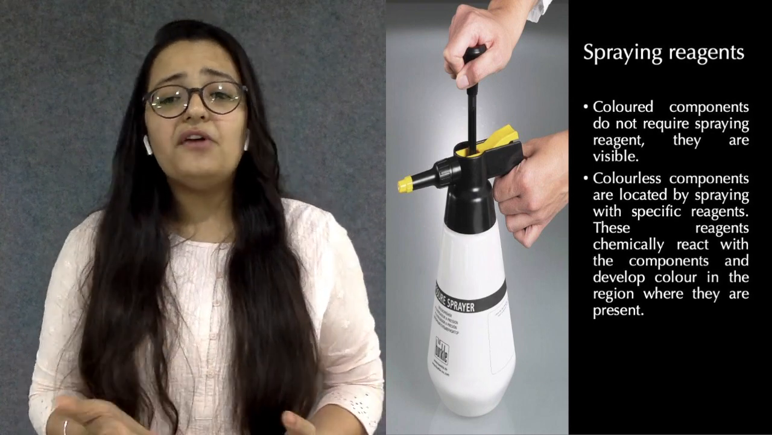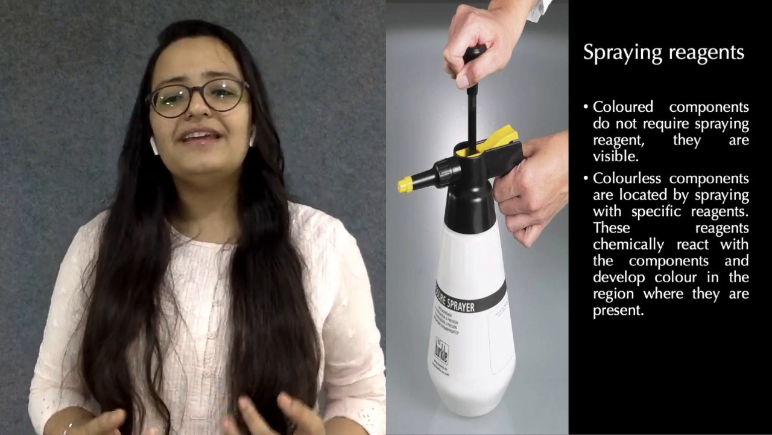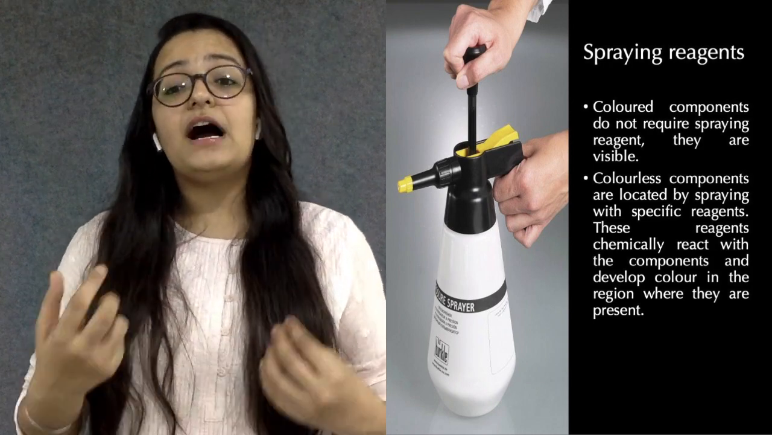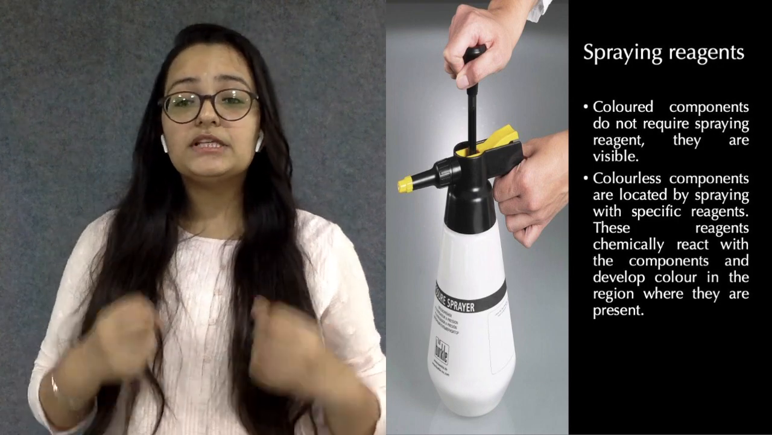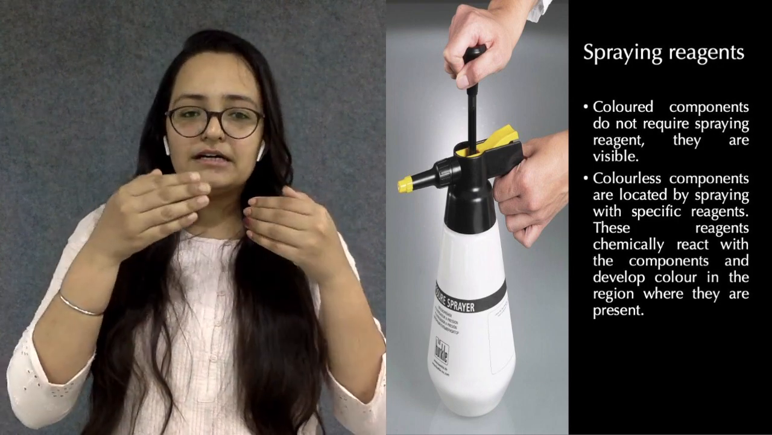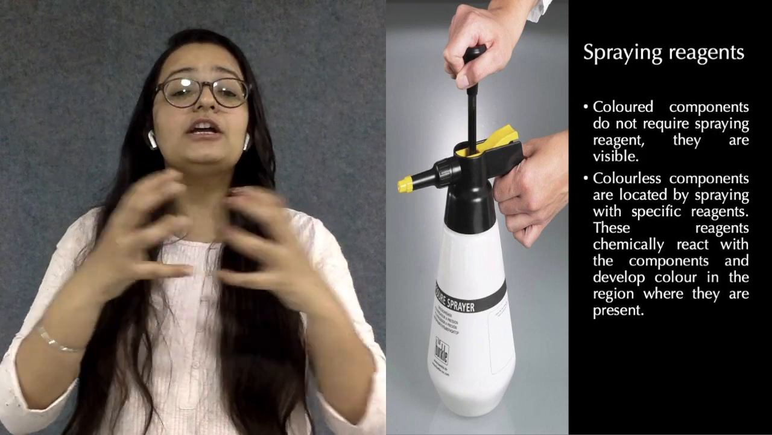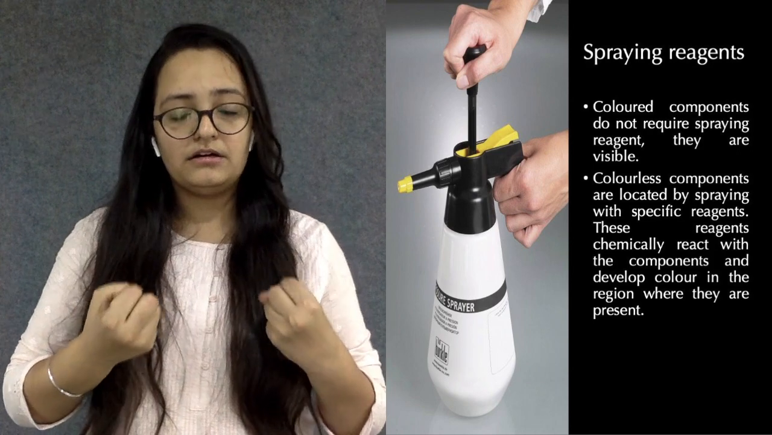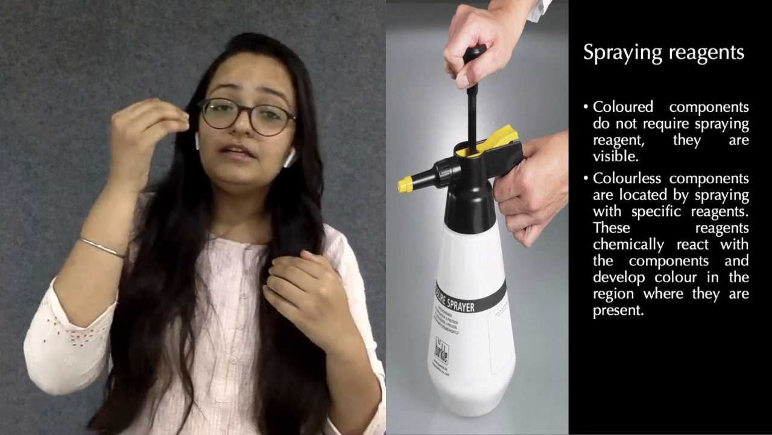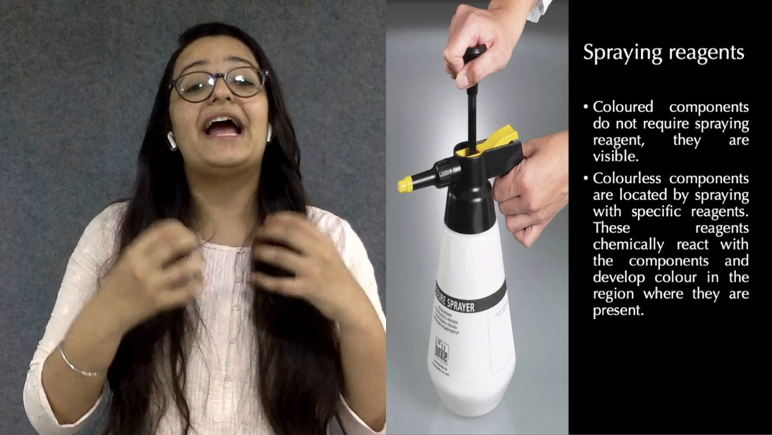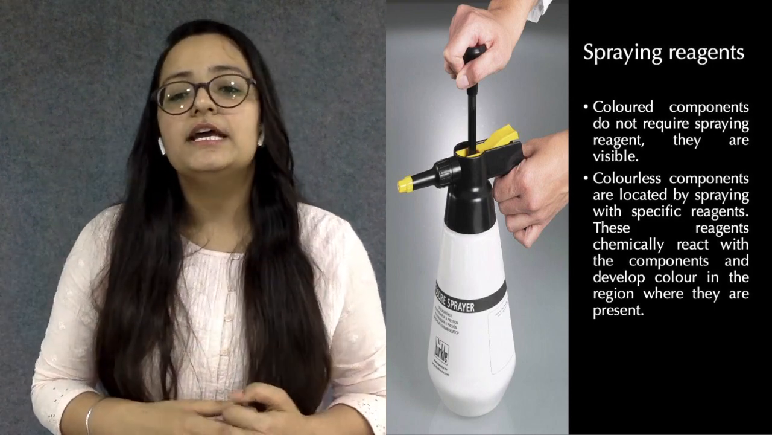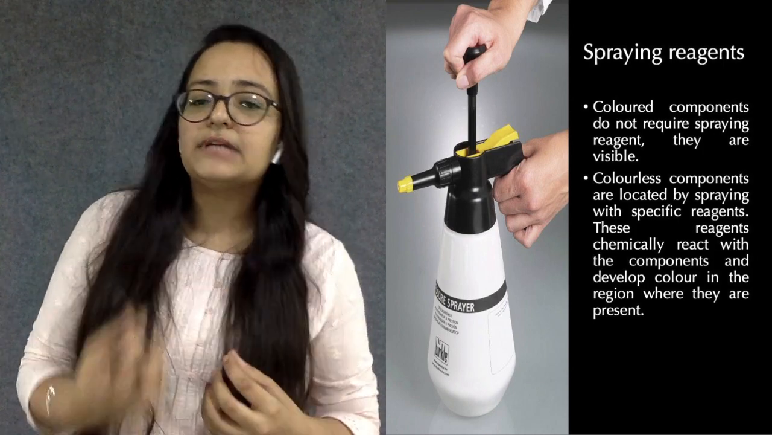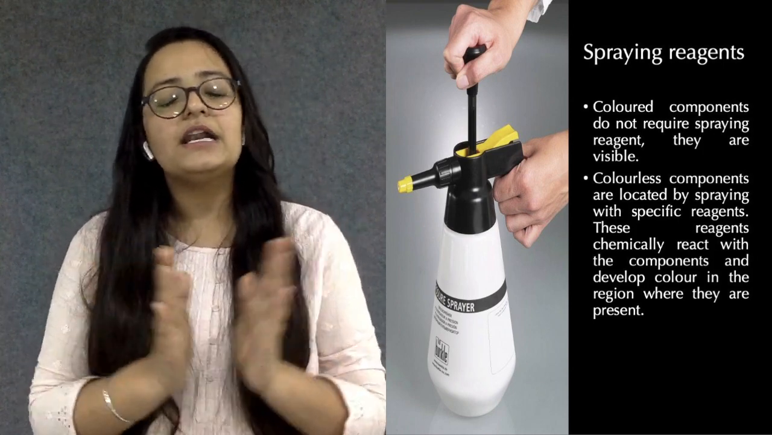And the third component is the spraying reagent. Colored components do not require any spraying reagent. They are visible by the naked eye, right? But colorless compounds are located by spraying with a specific reagent. The spraying reagent will react with the particular sample and give a colored spot. By the colored spot visualization, we can identify the separation of components. Thus, reagents chemically react with the components and develop color in the region where they are present.